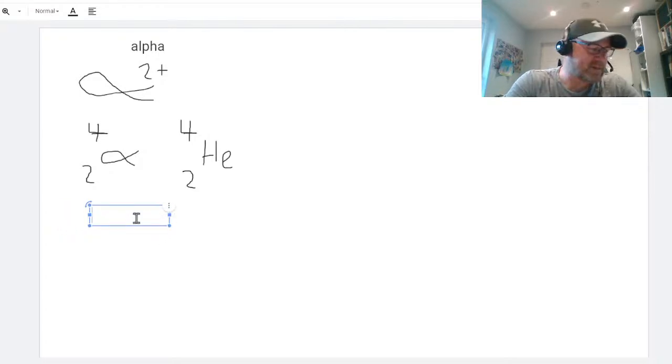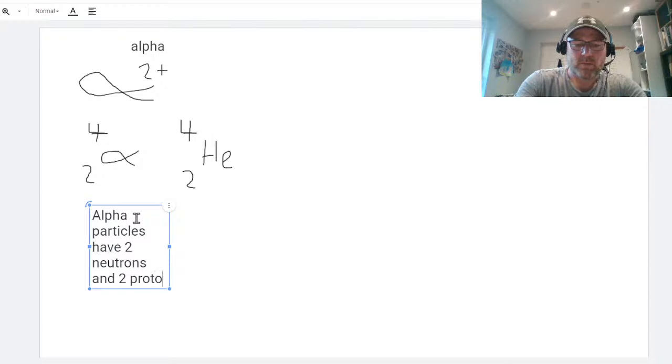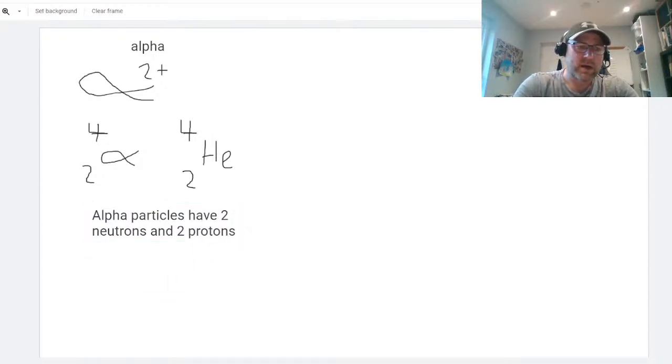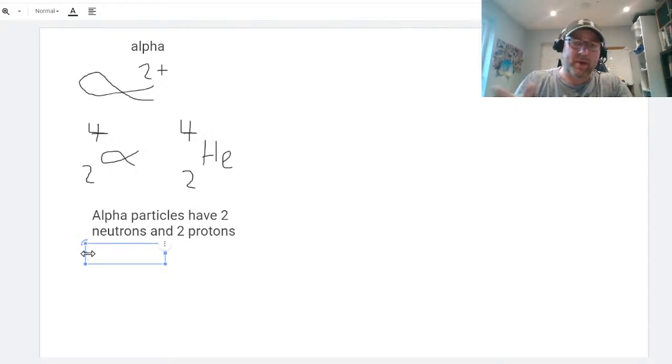Anyone know what the mass number tells you? Protons and neutrons, Georgette. So the top number tells you the protons and neutrons. So alpha particles have 2 neutrons and 2 protons. So they're made of 2 protons and 2 neutrons. Okay, because of this, they're heavy. They're heavier than all the other particles.